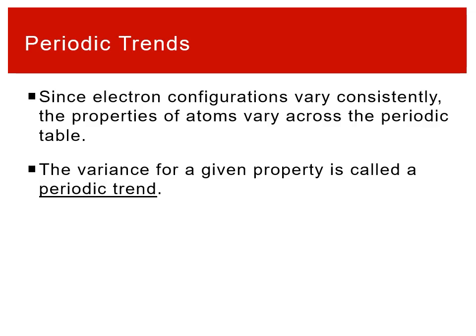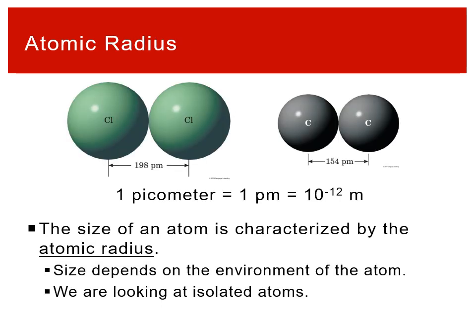What we want to look at are things that vary in predictable ways. And what that means is that they're determined basically by the change in properties of the different electron configurations for my different atoms. So in order to look at trends, we first need to define some properties. The first property of atoms that we want to look at is going to be the size of atoms. So we call this the atomic radius.